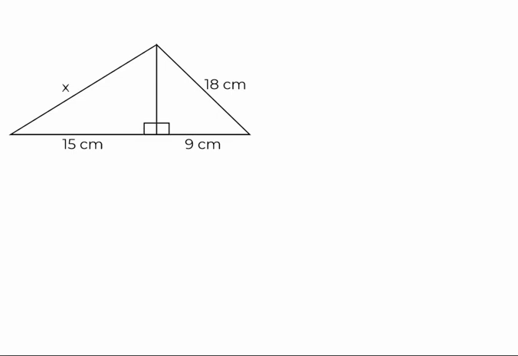In this video, we're going to find the unknown side of a triangle that's part of a larger non-right-angled triangle, or when that's divided up, it makes two smaller right-angled triangles. We're going to find this side here, the x side.